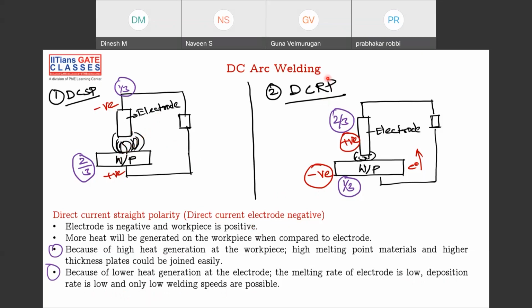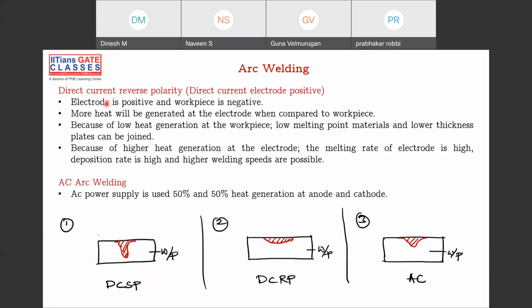Everything in the case of reverse polarity will be vice versa of this, meaning opposite to this. Okay, so what is that? The same slide, the same thing will be in the next slide, but with different things. What is that? Electrode is positive and workpiece is negative. More heat is generated at what? Electrode, because electrode is cathode now. And less heat is at workpiece, because workpiece is anode.